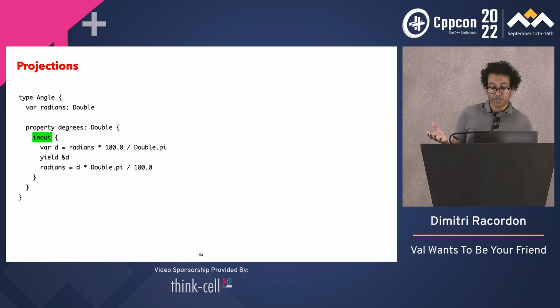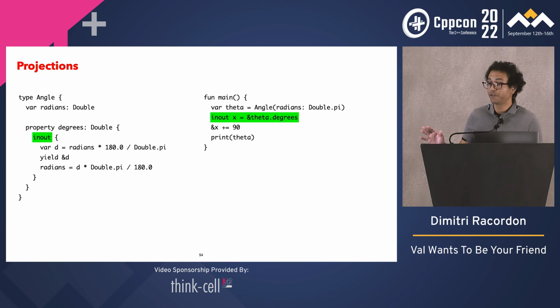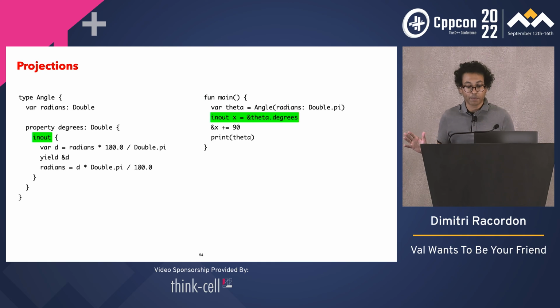Here, in-out is signaling that the accessor is mutable. And so we are allowed to bind that property mutably. Here's how that looks at the call site. There's no need for any kind of ceremony. We can create an in-out binding to get a mutable view of our angle in radians, although that property doesn't really exist. It's been computed.